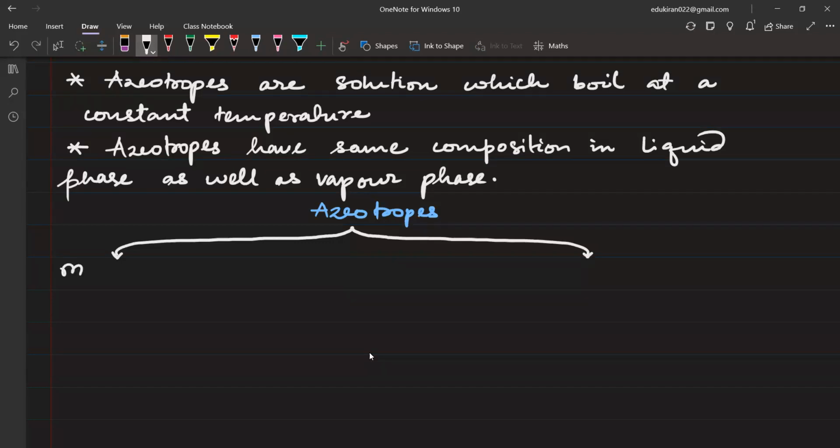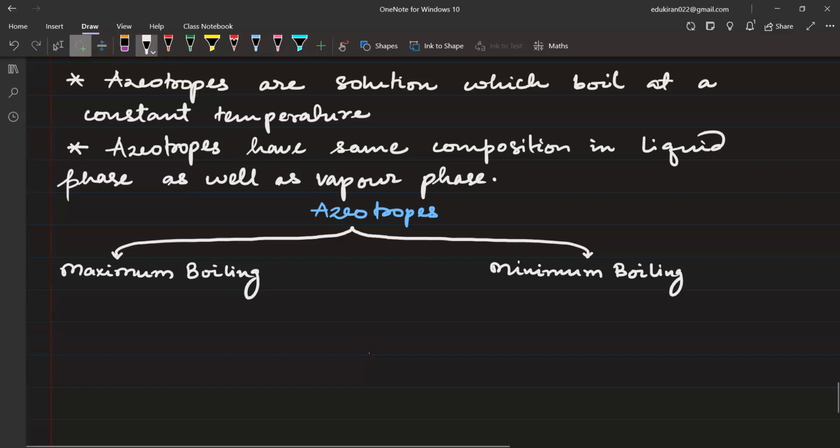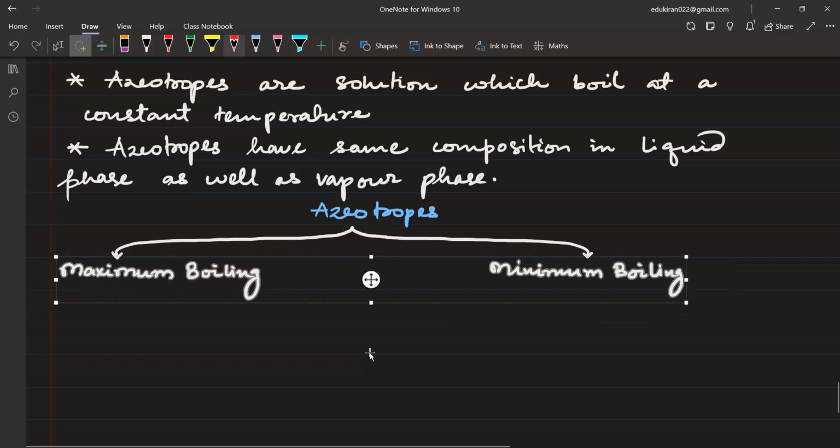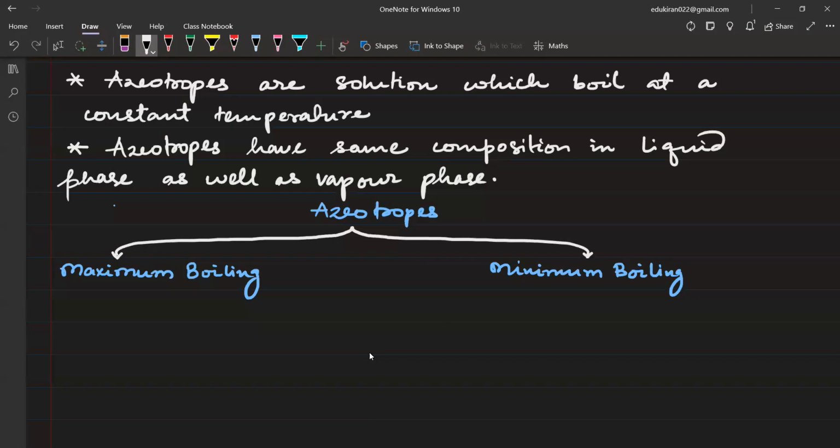First is maximum boiling azeotrope. Then we have minimum boiling azeotrope. Okay, maximum boiling and minimum boiling. So maximum boiling azeotrope, when the boiling point of solution, it is what? It is greater than the boiling point of both the components, okay? So in this case, what is going to happen?